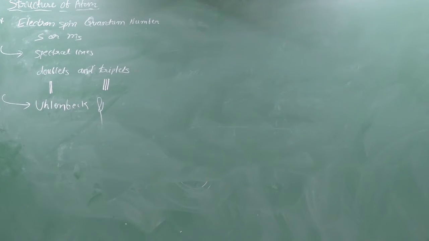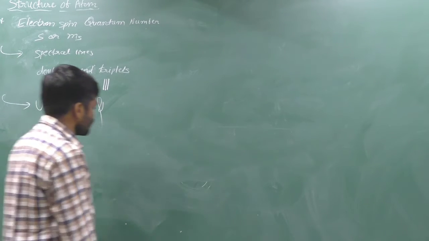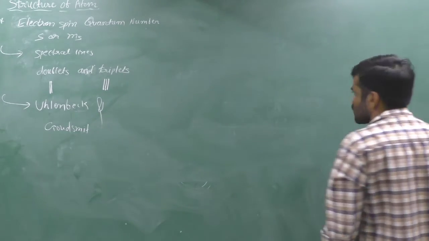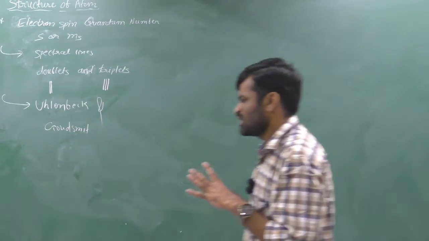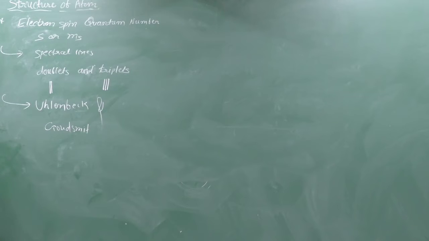In 1925 George Uhlenbeck and Samuel Goudsmit gave or proposed the presence of another, fourth quantum number, which is the spin quantum number. Which types of information can we get from the spin quantum number? Yes, we can obtain information regarding the spin of the electron.